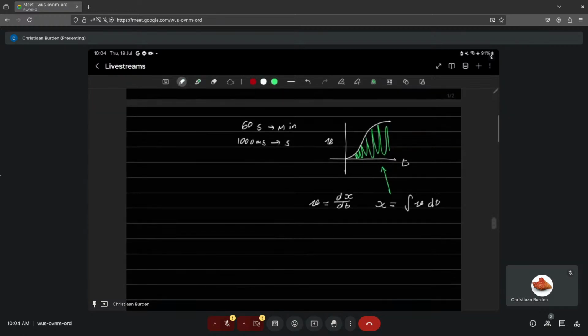Now, our problem is we can't take this continuous thing. We have to discretize it, because we can't say limit of n to infinity of a summation, I think from i to n. So if you take a Riemann sum, we can't take the limit to infinity on a computer. It just doesn't work that way.